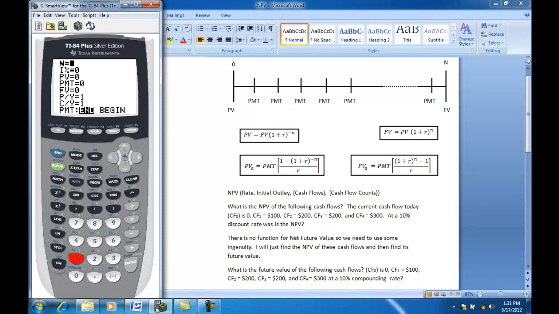And now we'll just do it this way. We'll put 4 periods at 10%, a negative $611, and I believe it was 37 cents, becomes alpha. Enter. $895.11.